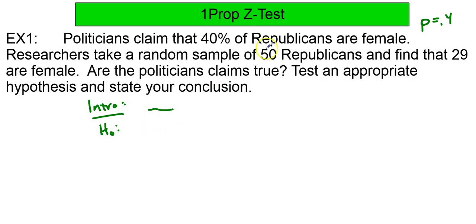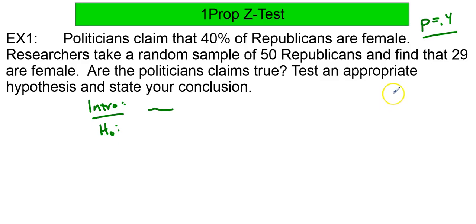This is a one proportion Z-test for a couple different reasons. Number one, it's categorical data. Female or not female would be categorical data. And in particular, it's a success or fail. A success would be considered a female. So we're dealing with proportions. We only have one sample, so we have one proportion. And it's a Z-test because we know the true proportion.